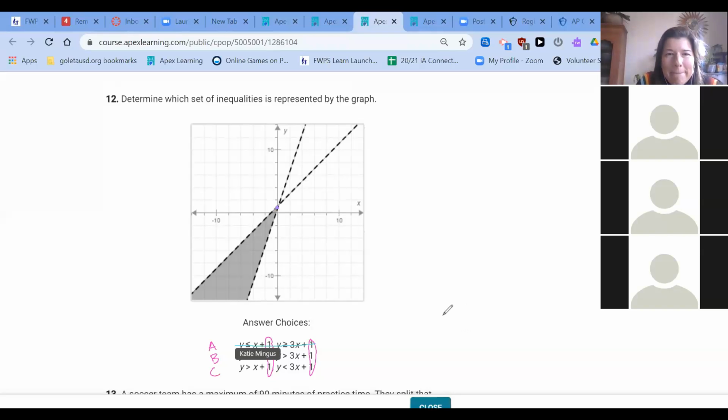I crossed out the top one because the dotted lines are the ones that are not greater than or equal to. Okay, so dotted lines means we're going to have just either less than or greater than. Good. So Katie took care of our other one. Beautiful.